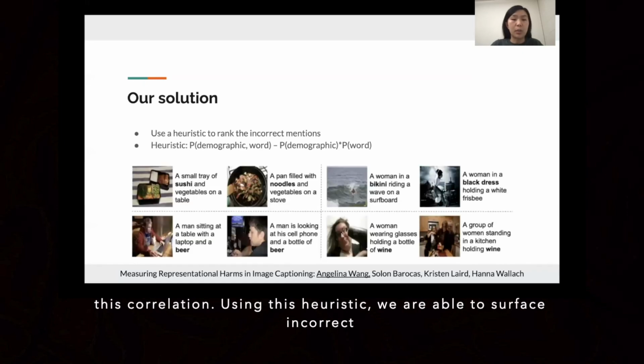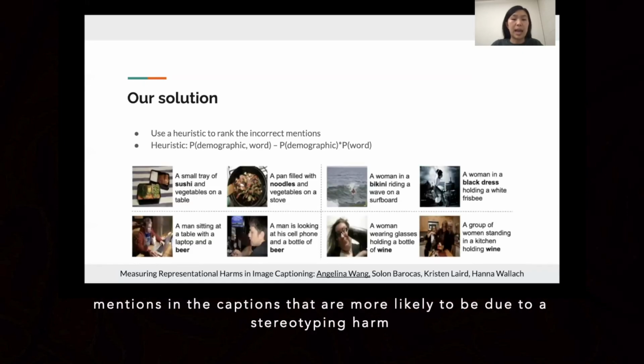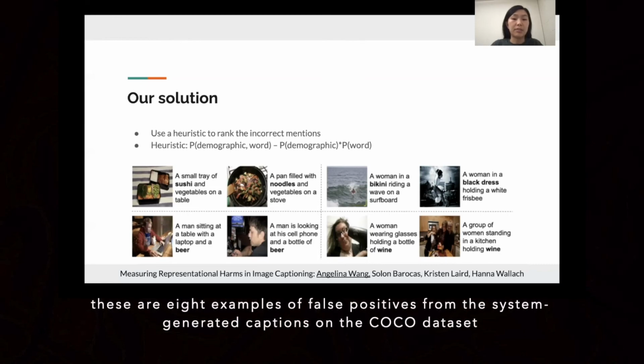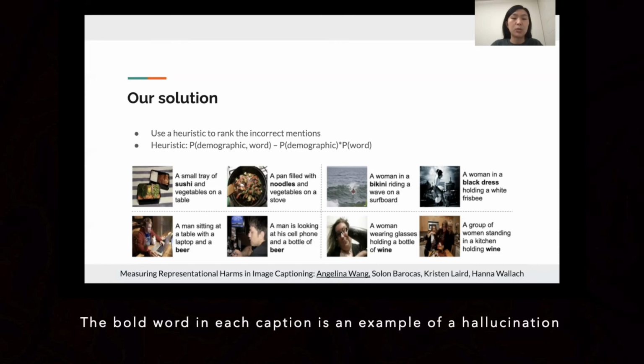Using this heuristic, we are able to surface incorrect mentions in the captions that are more likely to be due to a stereotyping harm. These are 8 examples of false positives from the system-generated captions on the COCO dataset. The bold word in each caption is an example of a hallucination.